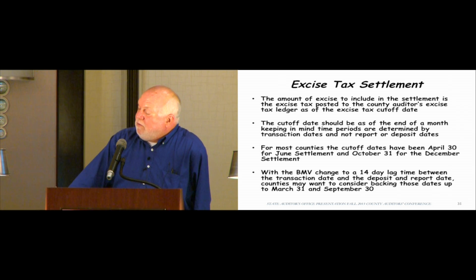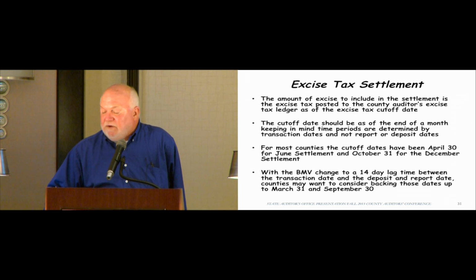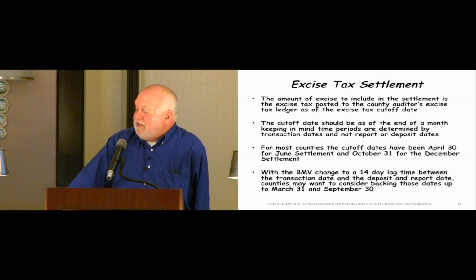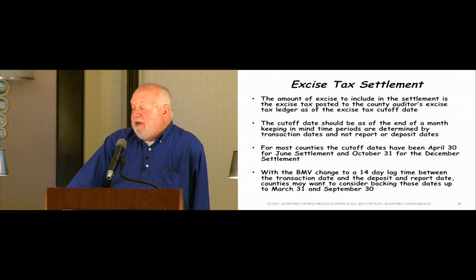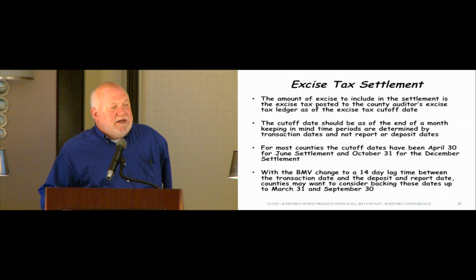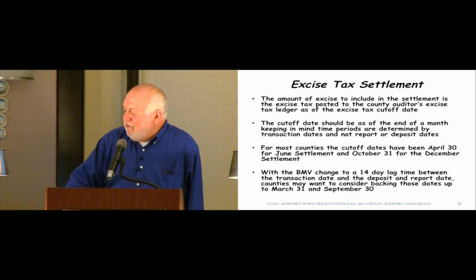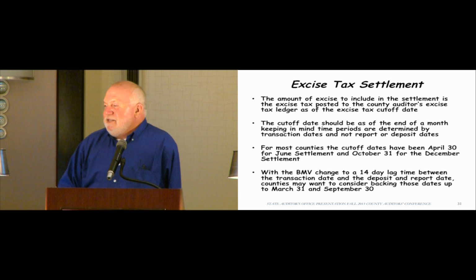For most counties, the cutoff dates have been in the past April 30 for June and October 31 for December. But we've recommended for the last couple of years, since the Bureau changed to a 14-day lag time, that you seriously consider moving those dates to March 31 and September 30. I think some counties, if not many, have already done that. It makes life much easier come settlement time, because you could actually be right now having wrapped up your excise reconciliation for the December settlement, and not have to try to do it while you have a turkey leg in one hand and a pencil in the other in November. So it's easier now.